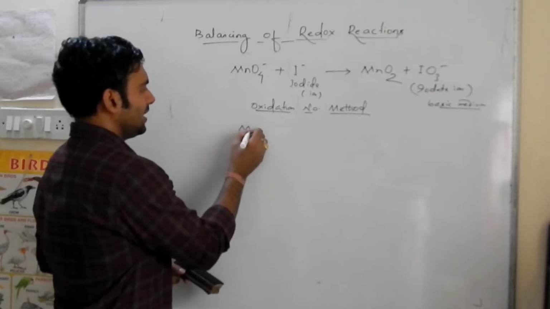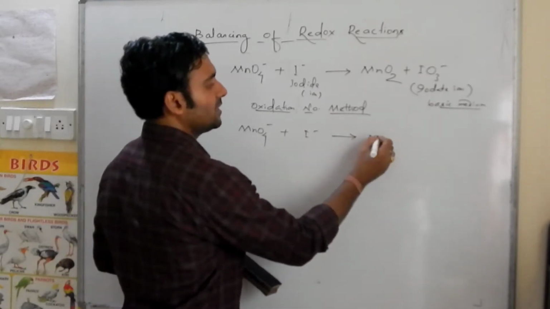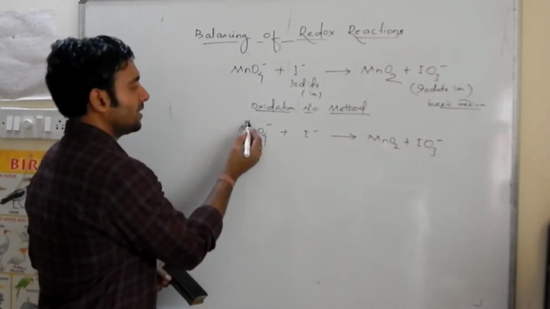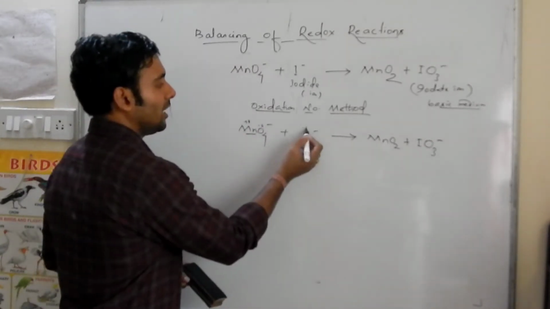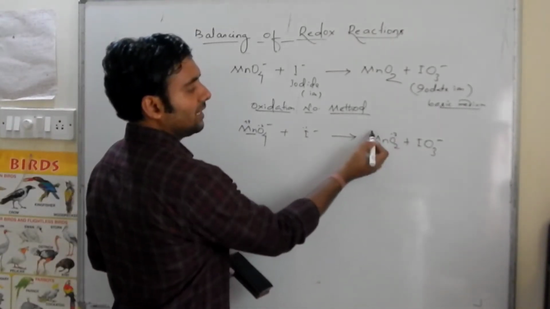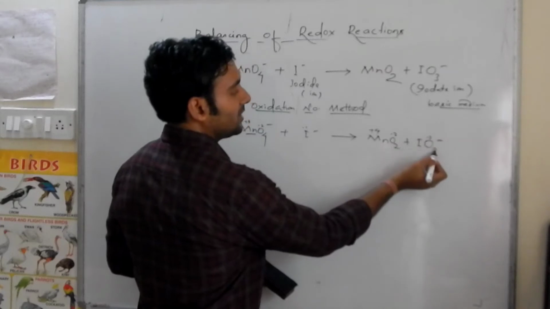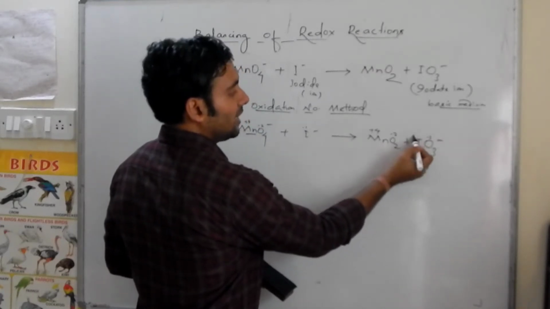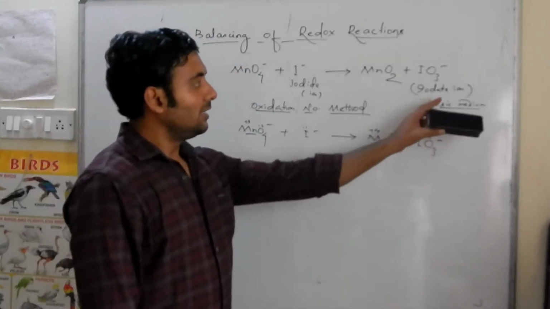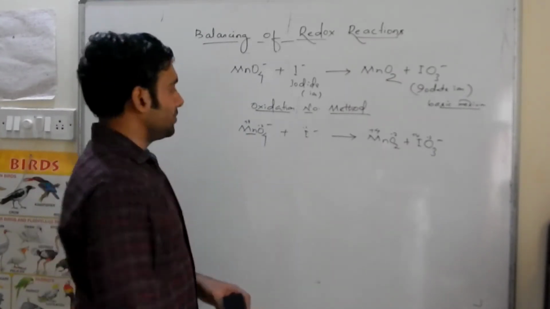The first step is to assign the oxidation number to each of the elements involved in this reaction. Manganese is +7, oxygen -2, here iodine -1, here oxygen -2, so overall oxygen is carrying -4, so that's why the manganese will be +4, because MnO2 is a neutral species. Then oxygen -2 means -6 for 3 oxygen atoms, so the iodine should be +5, so that -6 + 5 is -1, because the overall charge of iodate ion is -1.